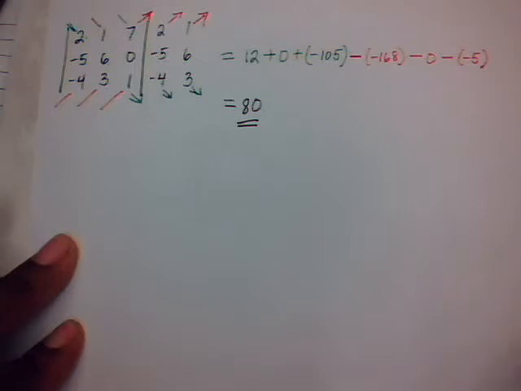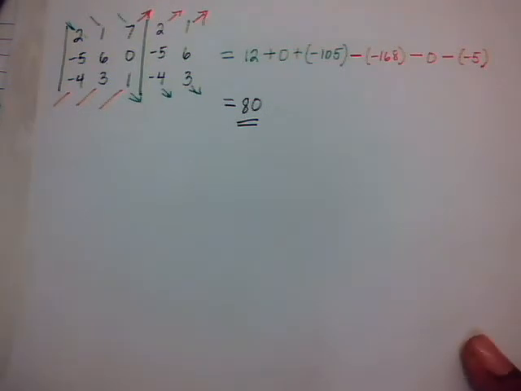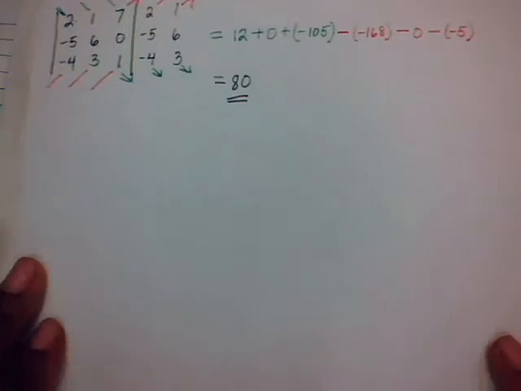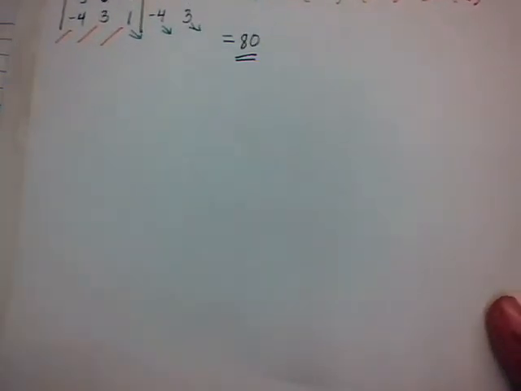Okay, so that's how we do a determinant of a 3 by 3 matrix, and this is probably the easy way to do this, rather than using expansion by minors. I'm going to do another one that's similar to this one. That way you'll get the hang of it.